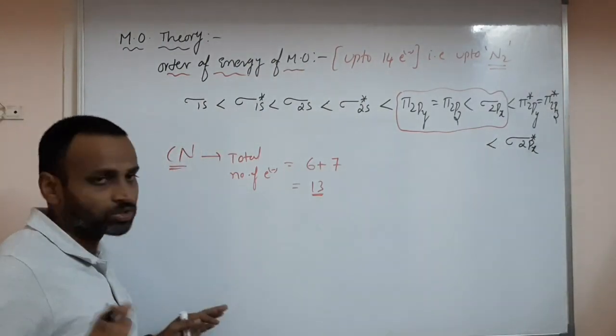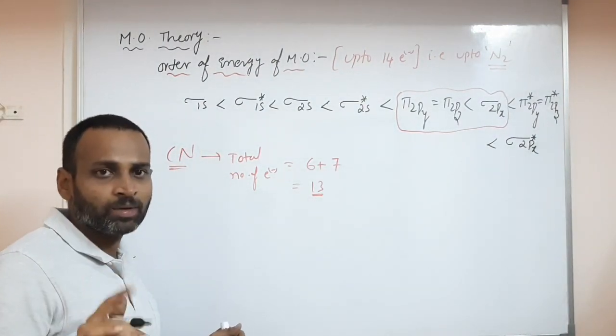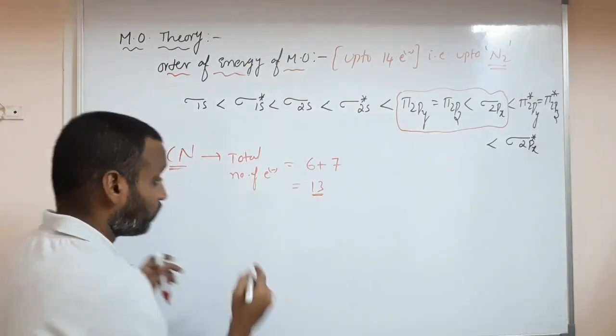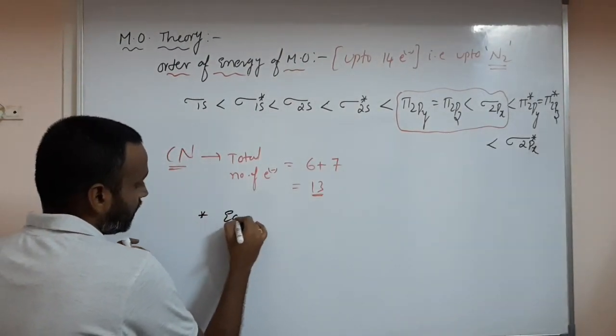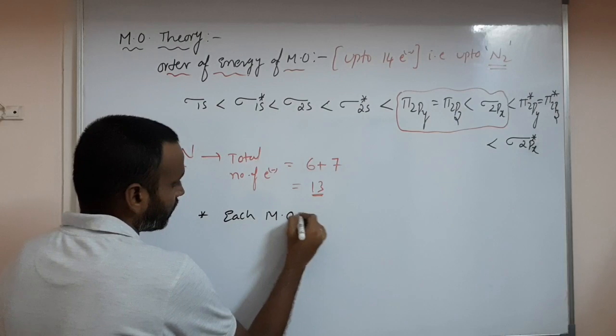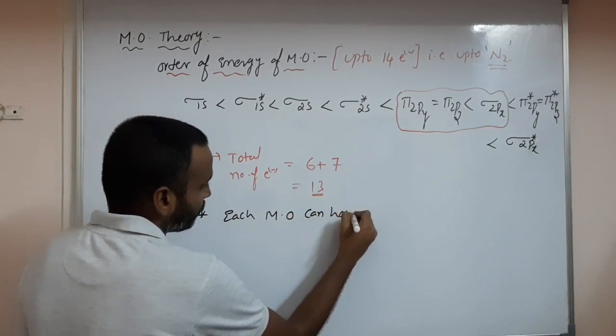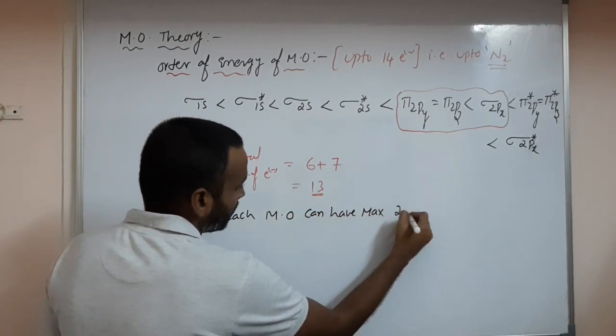So how to fill 13 electrons? First, always remember, you fill 10 electrons. And one more important thing is that each molecular orbital can have a maximum of 2 electrons.